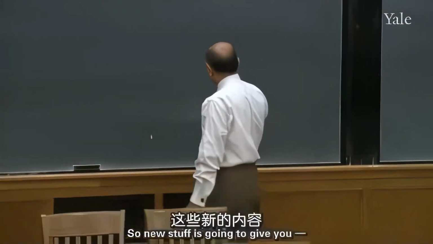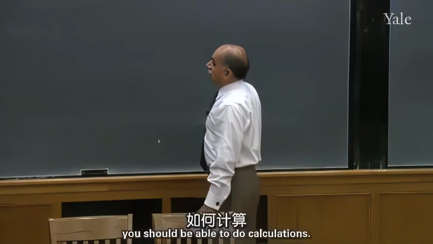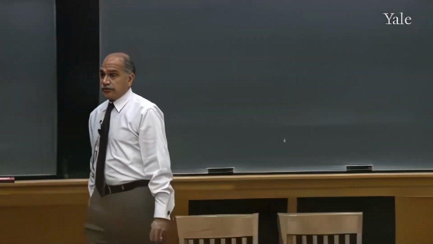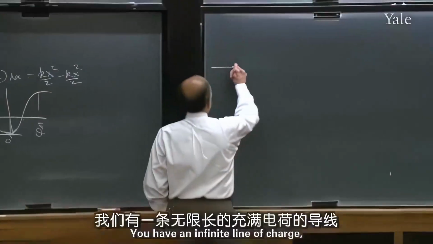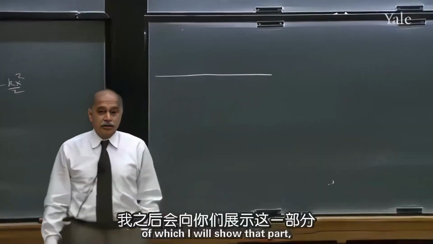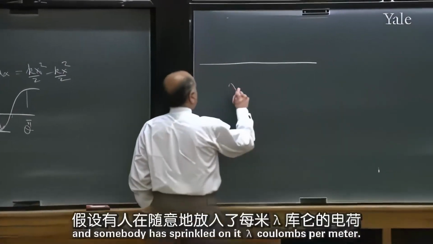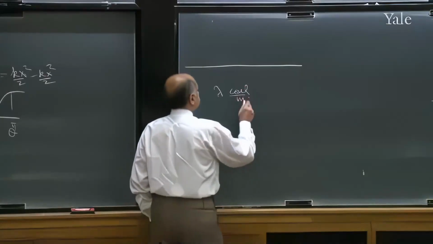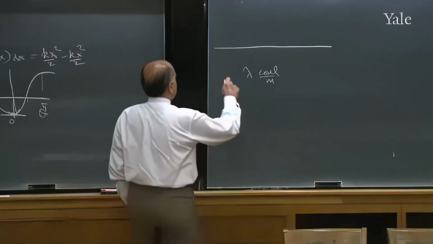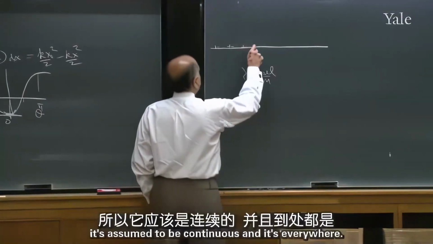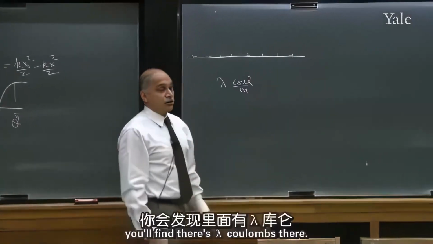So the new stuff is useful because it tells you the level at which you should be able to do calculations. So here's a typical problem. You have an infinite line of charge, of which I will show that part, and somebody has sprinkled on it lambda coulombs per meter. So it is not a discrete set of charges. It's assumed to be continuous, and it's everywhere. I'm just showing you a few of them. And if you cut out 1 meter, you'll find there's lambda coulombs there.